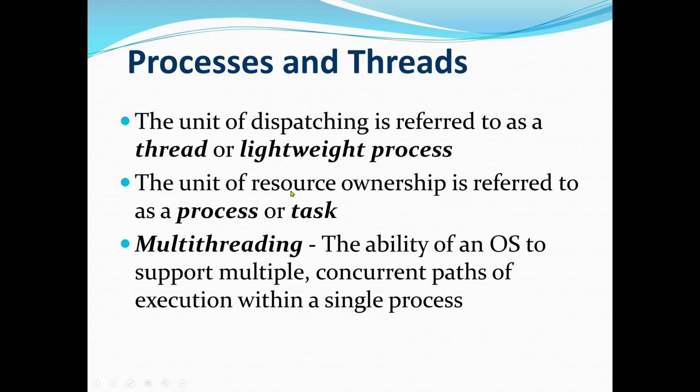The unit of resource ownership is referred to as a process or a task. Multi-threading means the ability of an operating system to support multiple concurrent paths of execution within a single process. So we have a single process that is executing, but it may have multi-threading, which means it can have two or more threads. Each thread is a task, which normally will be executed concurrently.